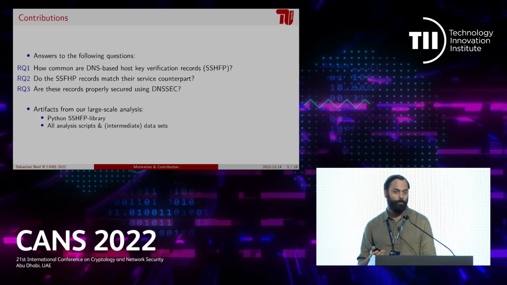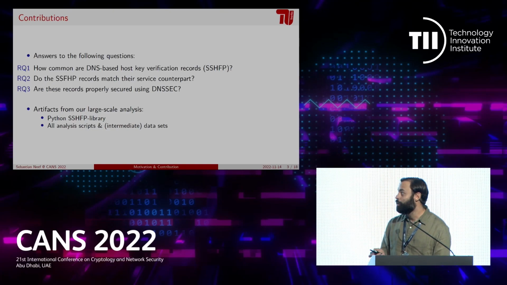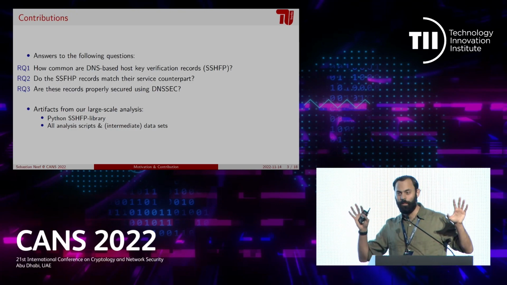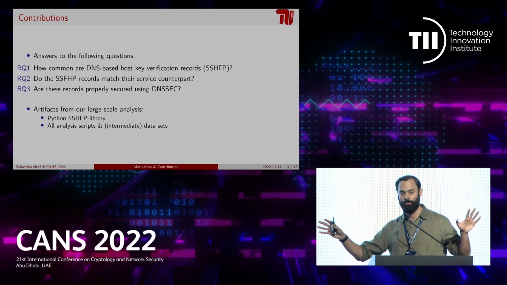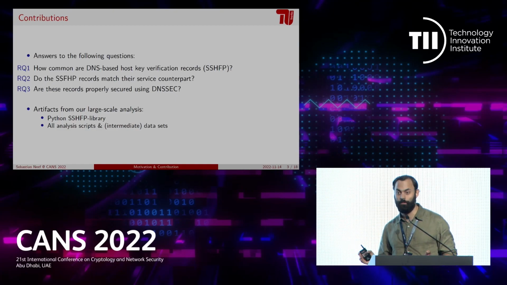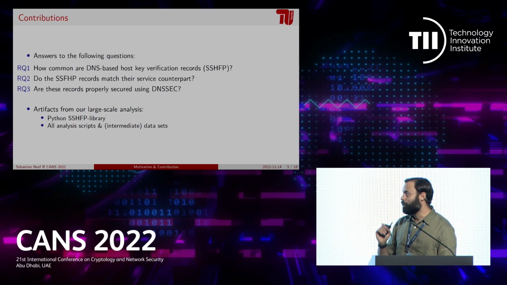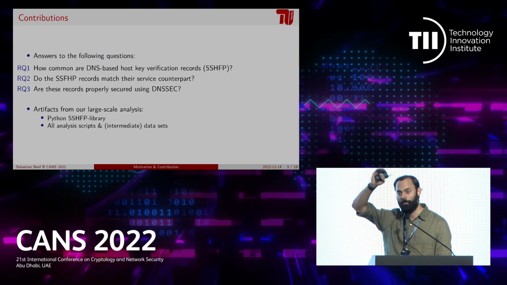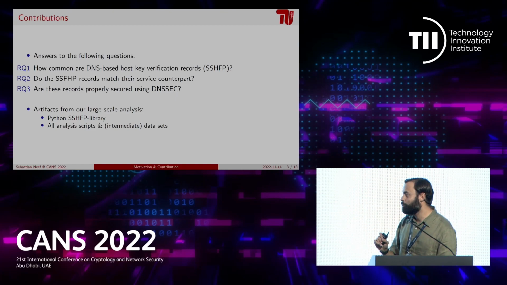So the contributions of the paper, which I wrote with my colleague Niels Visio, are the answers to the following questions. How common are DNS-based host key verification records? Do the SSHFP records match their service counterparts? So obviously we have the DNS and the SSH service, and if those fingerprints do not match, we cannot do the validation. And then the last question is, are these records securely transferred using DNSSEC? Because if that path is not secured, then we'll see on the next slide that the man in the middle attack will move from the SSH level to the DNS level.